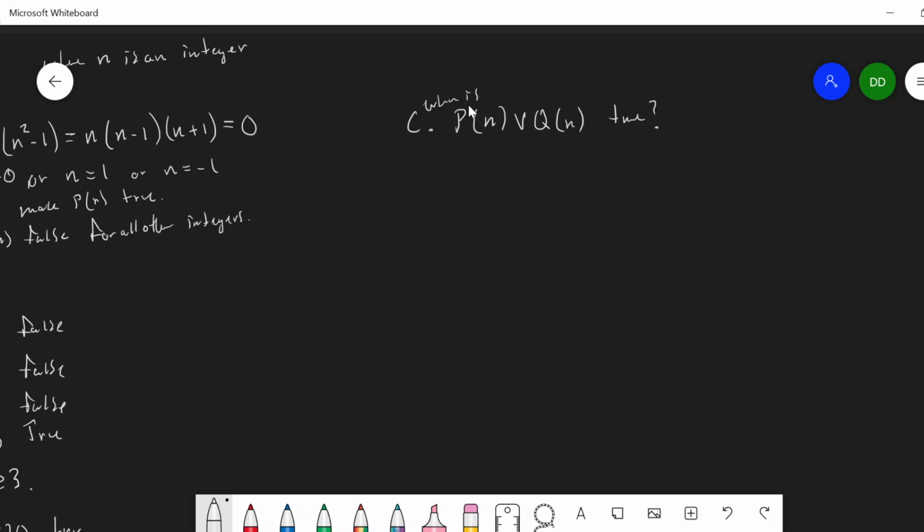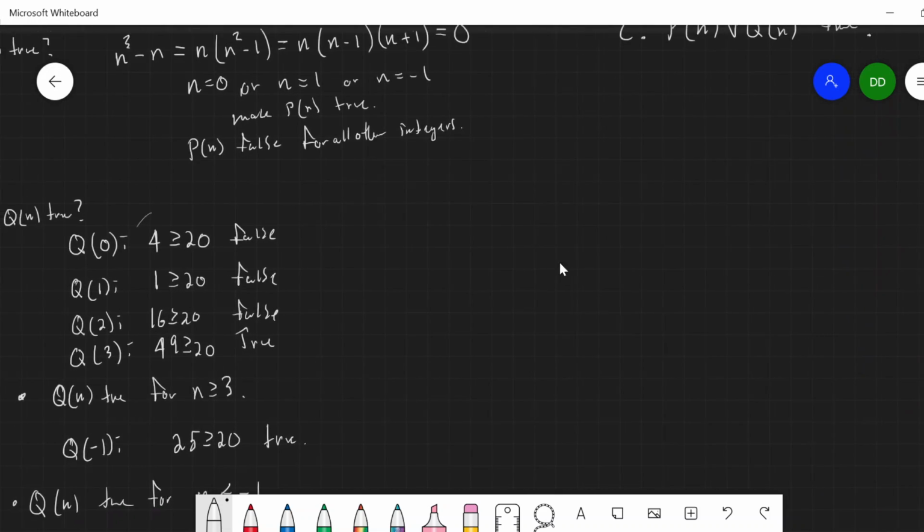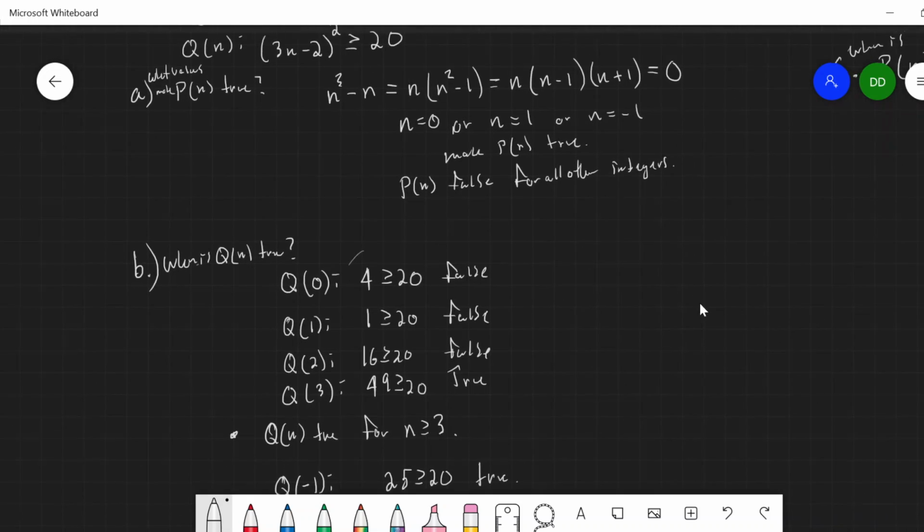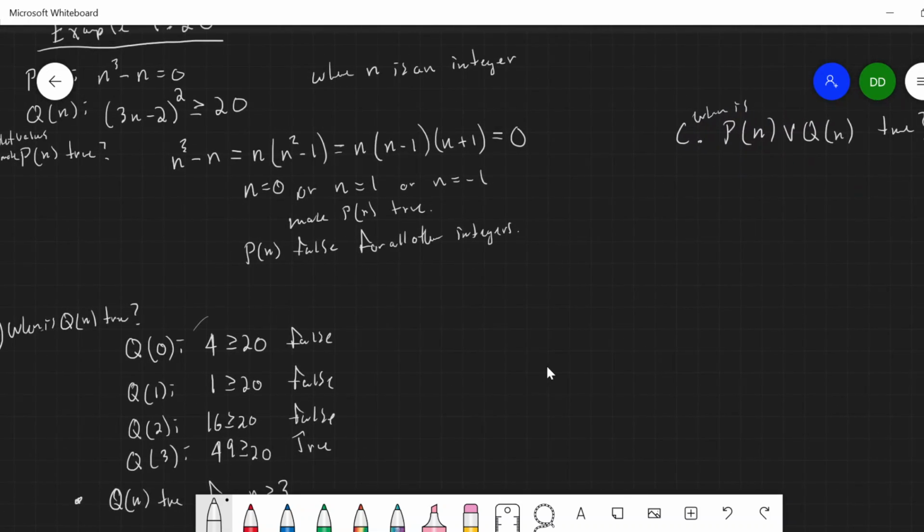So P of n or Q of n. Remember, when I combine two statements with an OR operator, this new statement I get out, P of n or Q of n, is true when one of the two are true or both of them are true. So now going to our data about P of n and Q of n, I just need either P of n to be true or Q of n to be true in order to make this statement true.